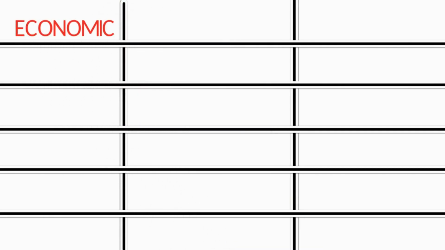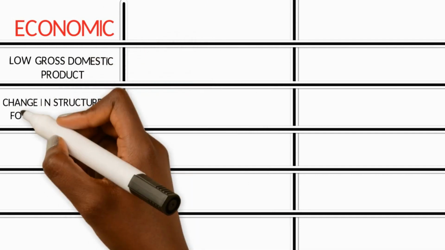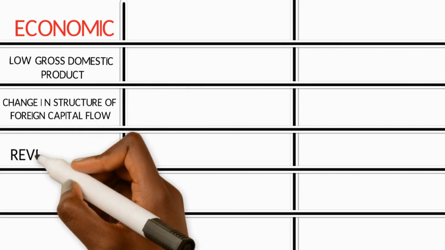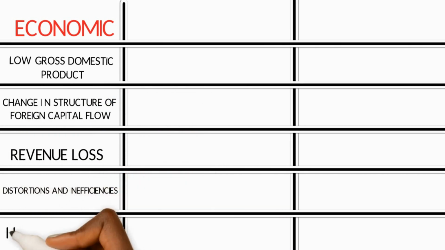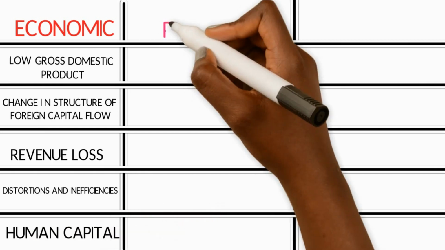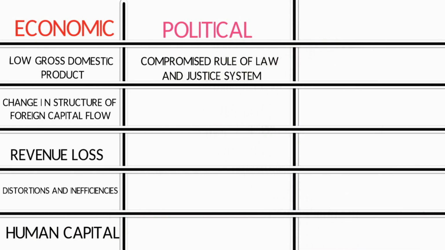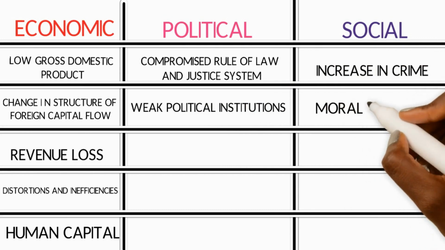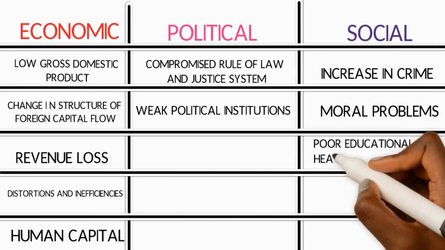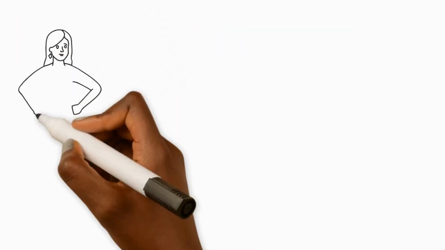The economic impacts of corruption are low gross domestic product, change in structure of foreign capital flow, revenue loss and its effect on government budget, distortions and inefficiencies, and human capital. The political impacts of corruption are rule of law and justice system is compromised and it leads to weak political institutions. The social impacts of corruption, as discussed per this story, are increase in crime, moral problems, poor educational and health infrastructure, terrible roads, and brain drain.